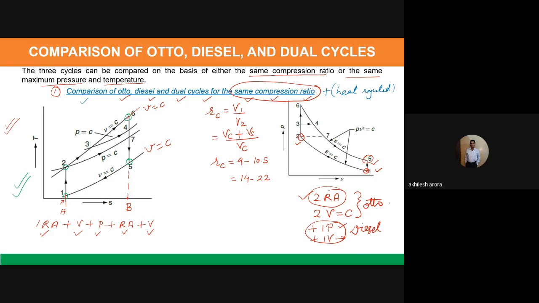Whereas if I talk about the diesel cycle, then it is point number 1, point number 2, point number 7. This is the constant pressure process, followed by 7 to 5 and then 5 to 1. And similarly, if I talk about the dual cycle, it will be 1 to 2, 2 to 3 up to this particular point, followed by 3 to 4, which is the constant pressure process here, and then from 4 to 5 and from 5 to 1. This is how we have drawn this cycle.